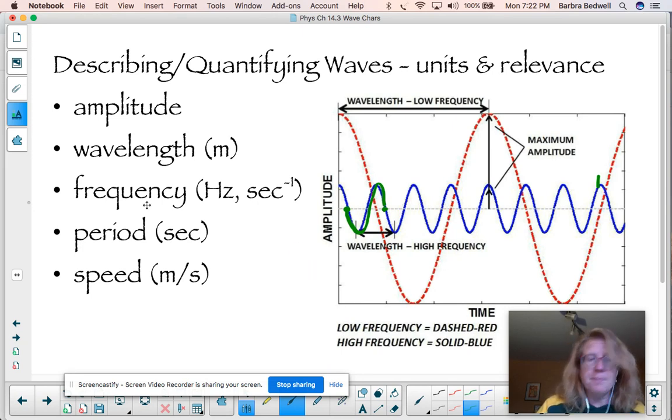Okay, frequency. Frequency is a measure of how often, sort of a measure of how quick is that snap.